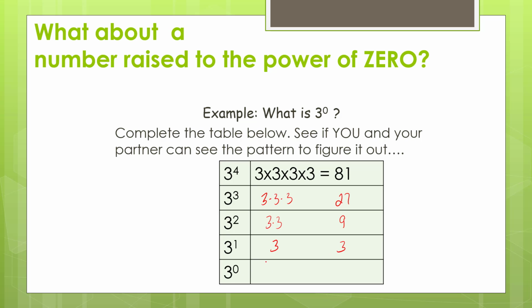And 3 to the 0th power. Well, let's look at our pattern and see what's happening. 81 divided by 3 gives us 27. 27 divided by 3 gives us 9. 9 divided by 3 gives us 3. Well, if we follow the pattern, we should end up with 3 divided by 3, which gives us 1. All right. So this is your power proof. This helps us to understand what 3 to the 0th power is as a solution in a logical method.